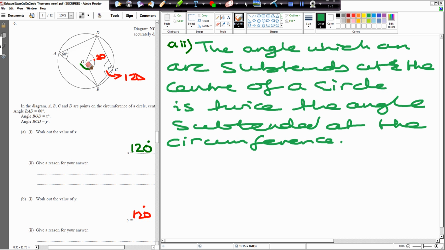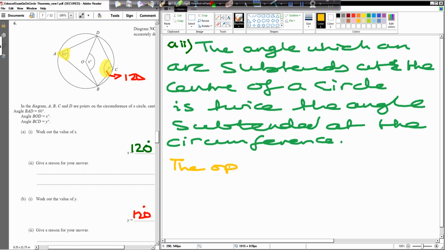I'm going to rub this one out, rather than considering this slightly longer way. Let's look at this way. If I highlight this angle here and this angle here, can somebody tell me how these two are connected? This here is called a quadrilateral. The opposite angles in a quadrilateral add up to 180. Excellent. That's a quicker way.